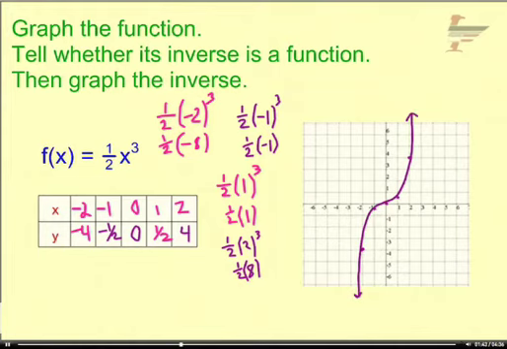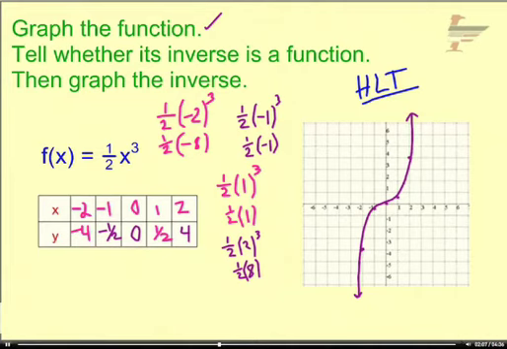So we did the first part. The next part says, tell whether the inverse is a function. Well, we're not looking at the inverse, so how can we tell by looking at the actual function if the inverse will be a function also? This is that horizontal line test that we talked about in class. So we want to do the horizontal line test on the function to see if the inverse will be a function.